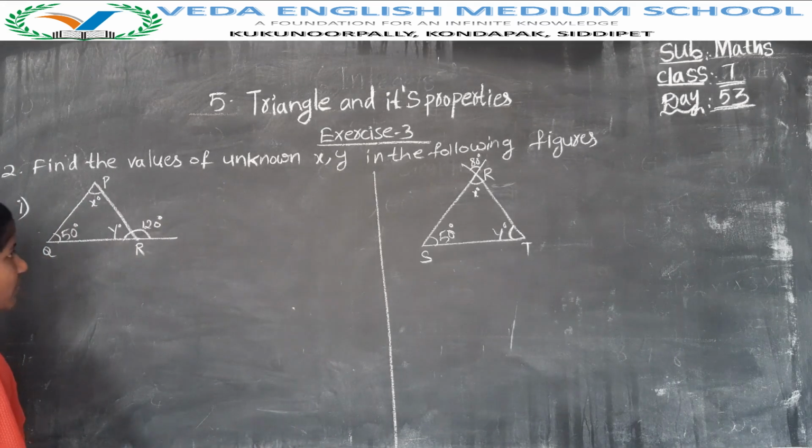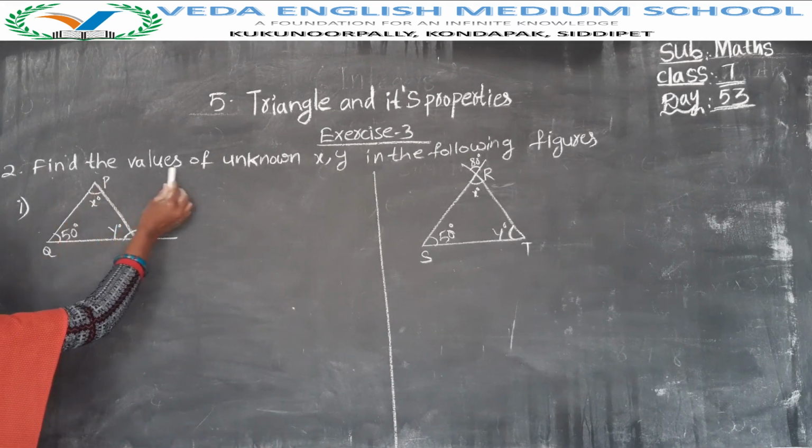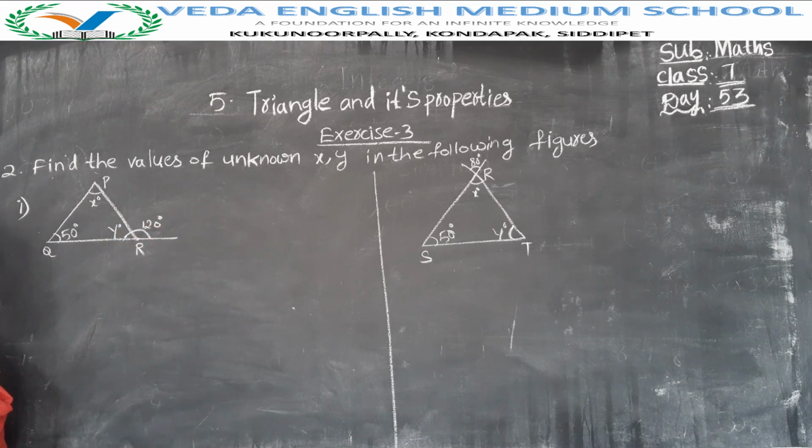Now see, we have to check the second bit. Find the values of unknown x, y in the following figures. For the second bit, they have given figures. For those figures we have to find the values of x and y. We do not know the x and y values, we have to find out those values. How? Solution.